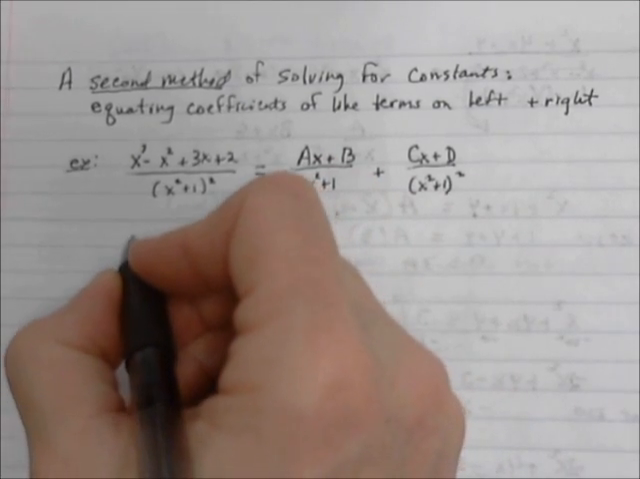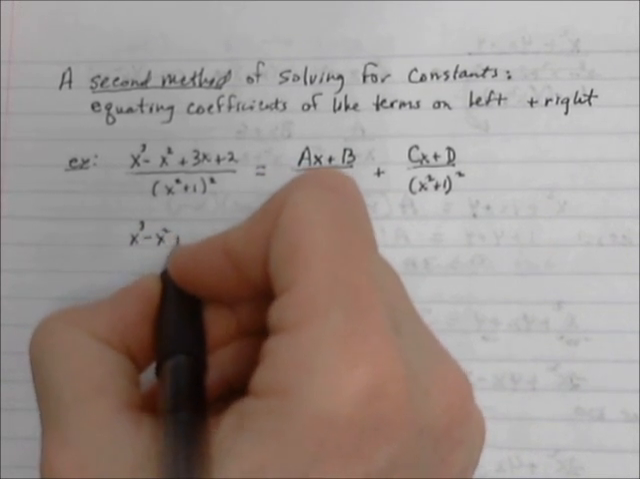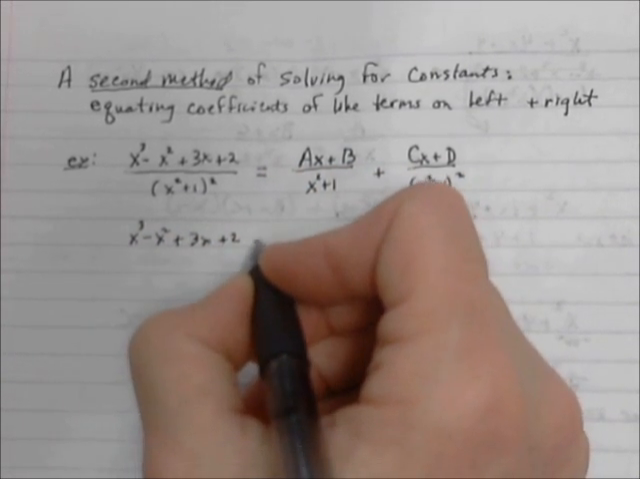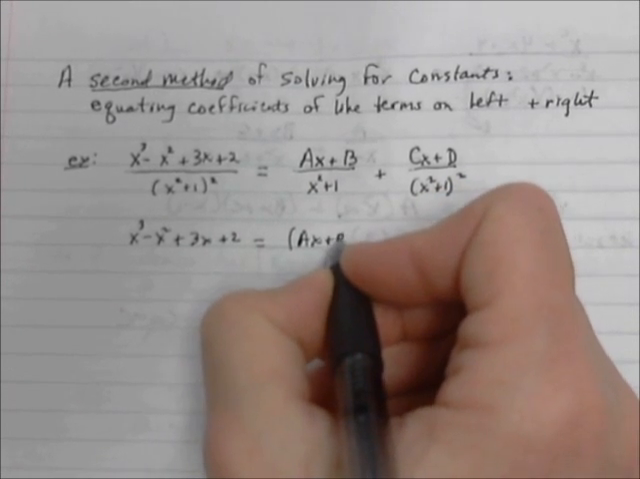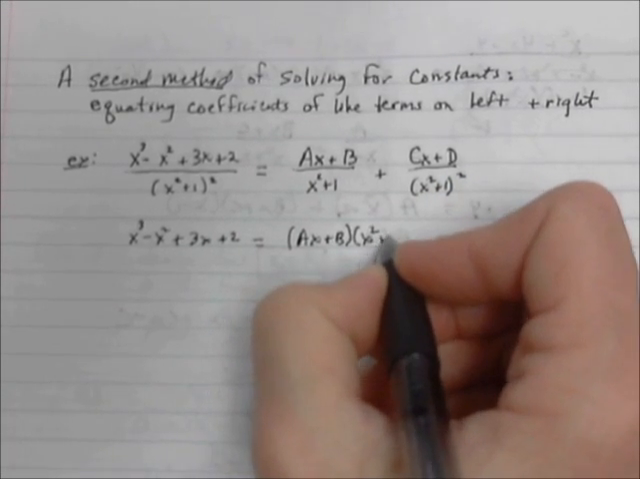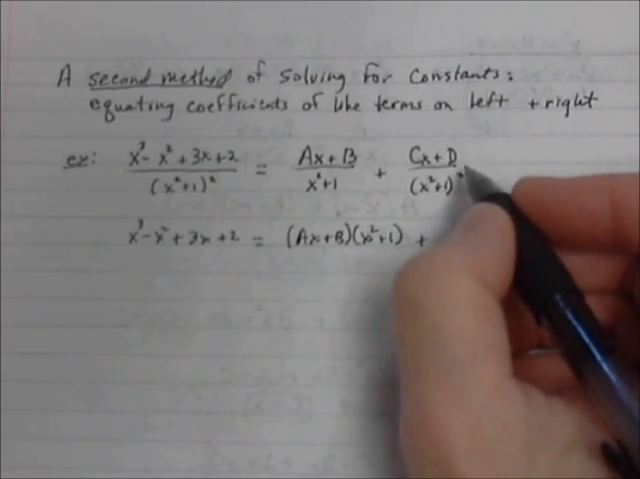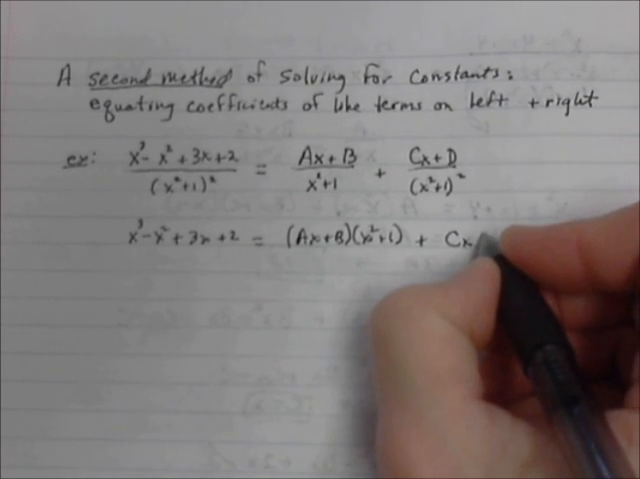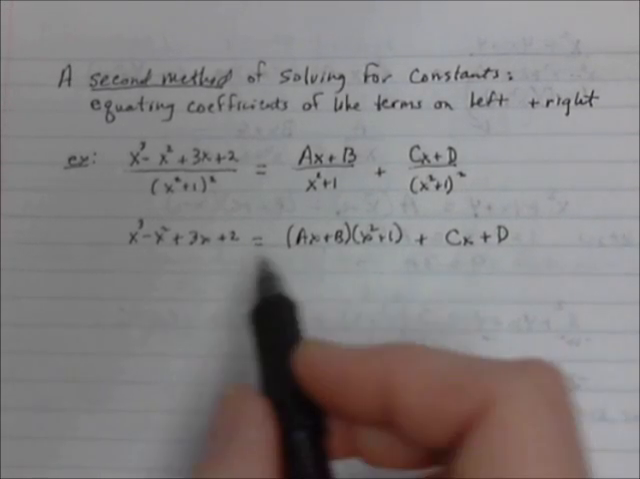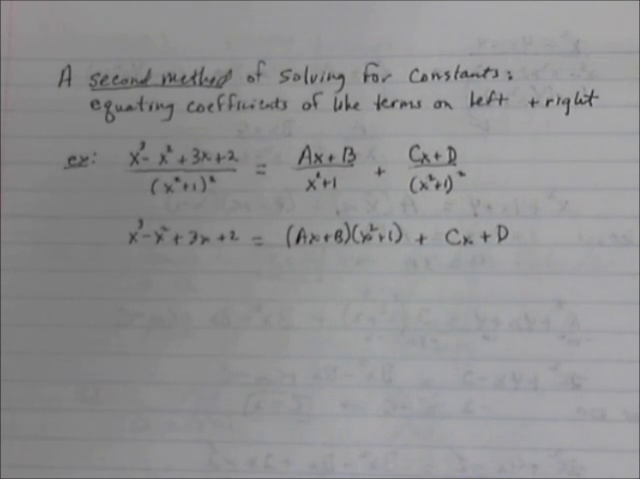Clear the denominators. X cubed minus x squared plus 3x plus 2 is equal to ax plus b times x squared plus 1, because one of them will cancel out. And then this whole denominator will cancel out, so we have cx plus d. And when you take a look at that, you can see that probably if you let x equal 0 or 1, you're still going to end up with a system of equations that will take a little bit of time to solve. It won't be impossible, but there's another method that might make this problem go a little bit quicker.